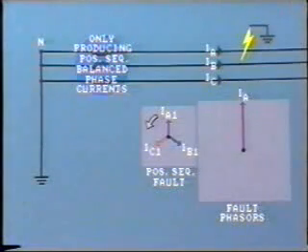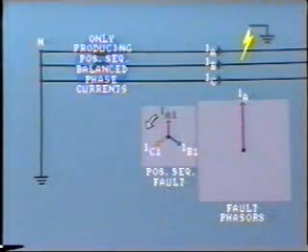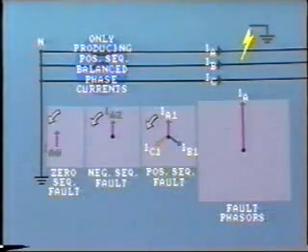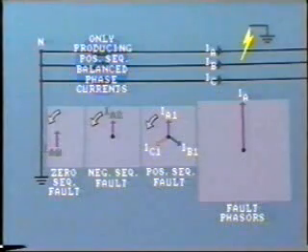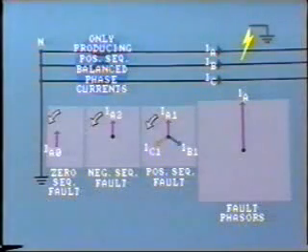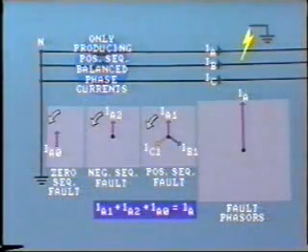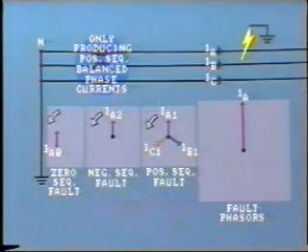Now let's look at the currents. First, it is apparent that the current at the fault, IA, is about 3 times the magnitude of the positive sequence IA1. The difference, of course, is made up by the presence of 2 other sequence currents, IA2 and IA0, which are of the same magnitude and in the same direction. Thus, these phasors, IA1, IA2, and IA0, add up to give IA.